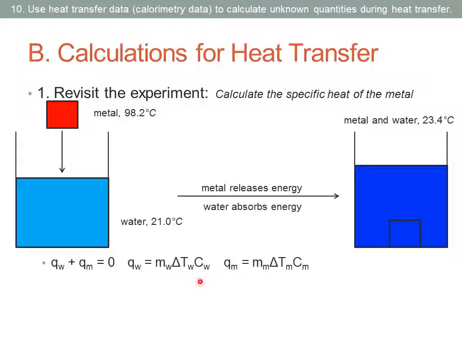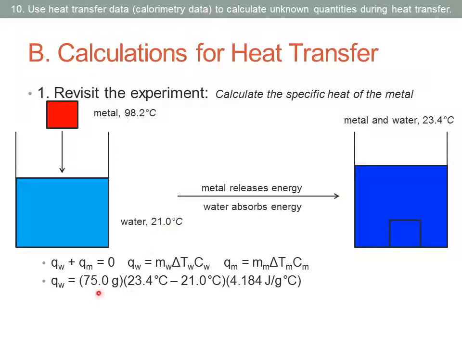If we think about these two equations, the two equations with Q in them, the only one we can actually use to start with is the one for water because we don't know what the specific heat of the metal is. So we're going to calculate Q_W. That's the first thing we'll do. And we can just plug in our values.